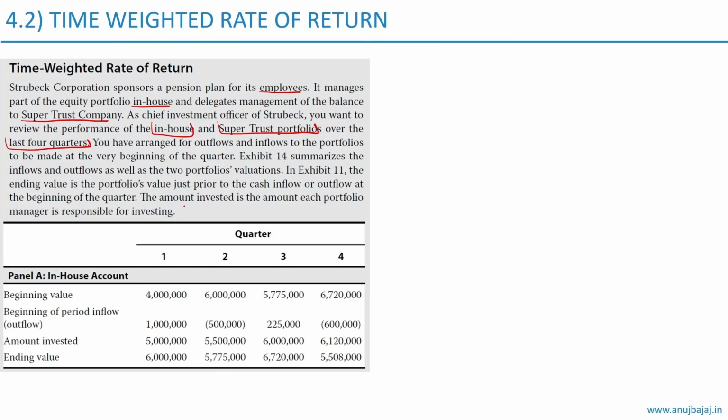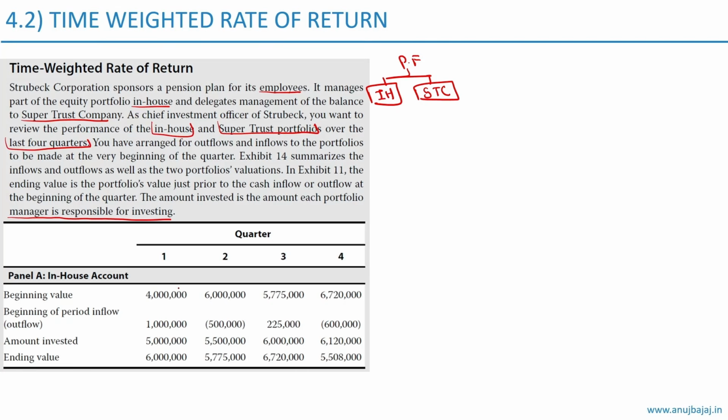And the amount invested at the beginning is the amount each portfolio manager is responsible for investing. So we have a pension fund and the pension fund is managed. Some part of it is managed in-house and some part of the fund is managed by a third party, which is super trust company. And we are required to review who has performed better.